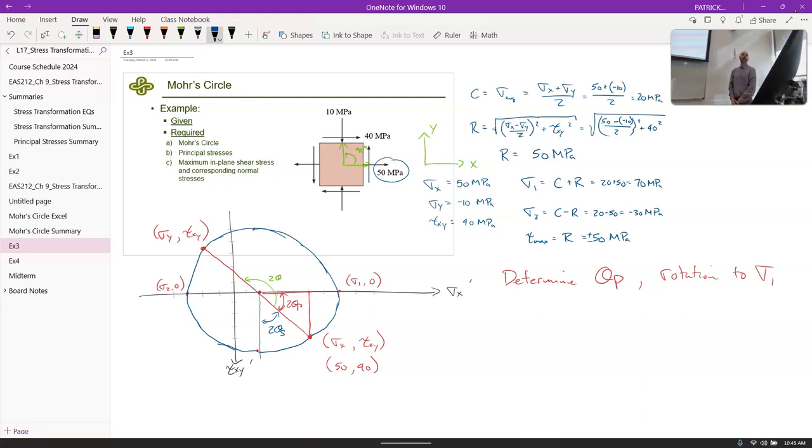So theta P is the angle that we have to rotate our differential element until we get to the principal stresses. And theta s is what we have to rotate our element until we get to the max shear stress. Did I say it wrong?